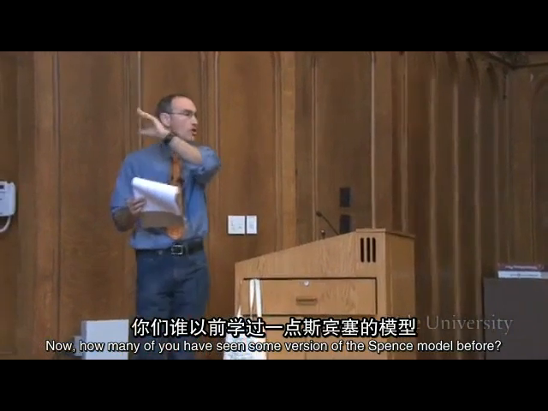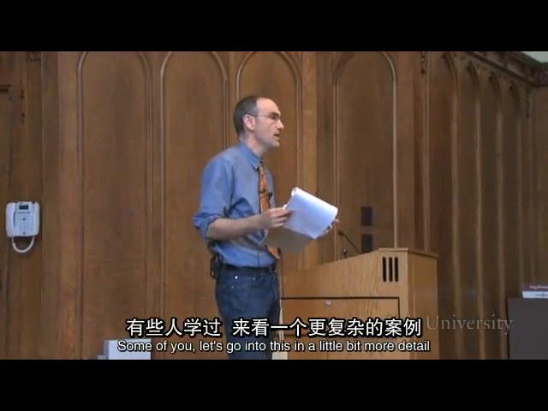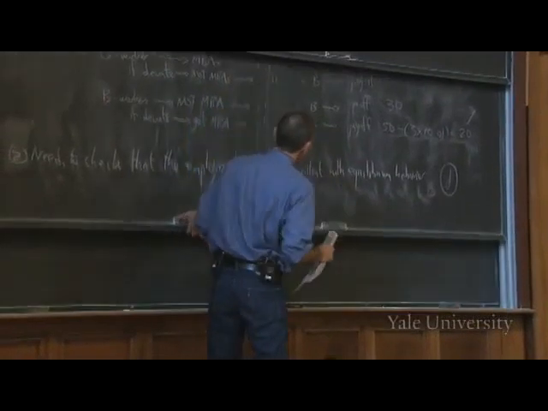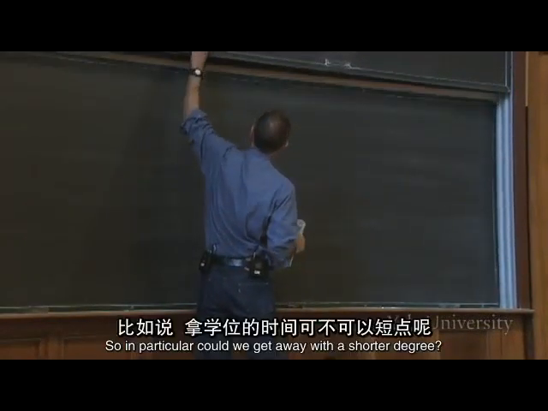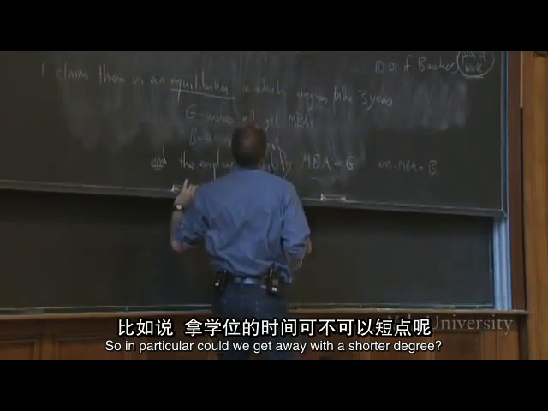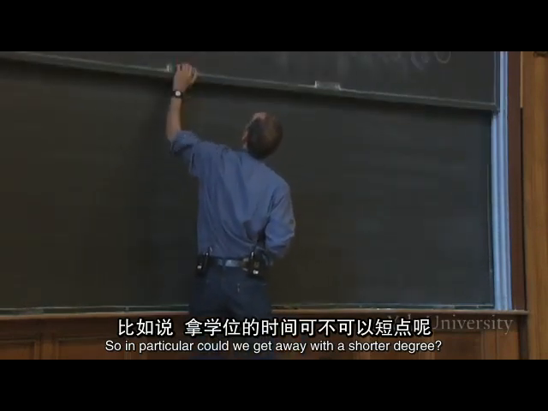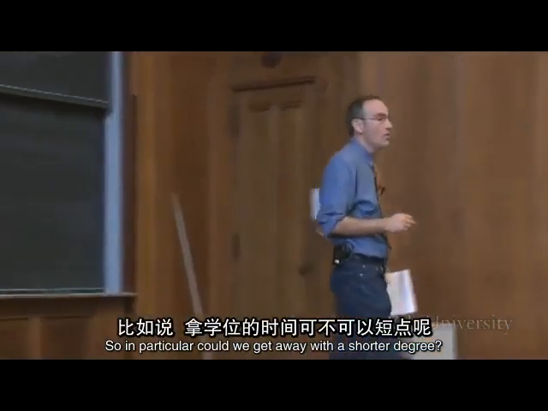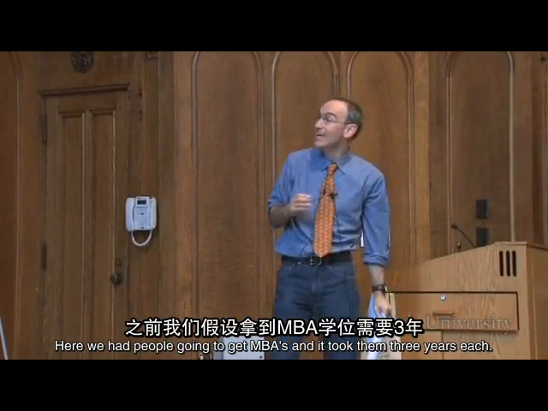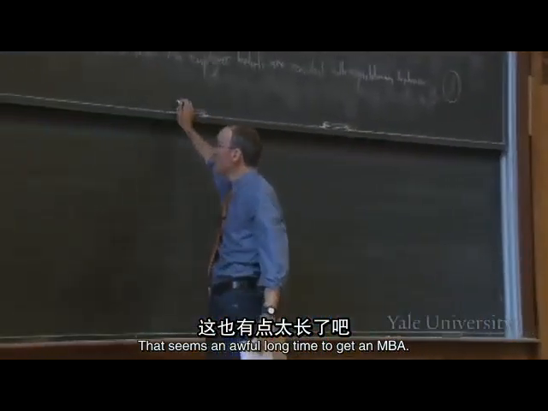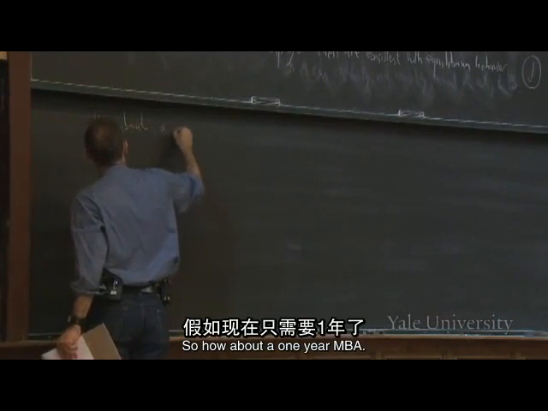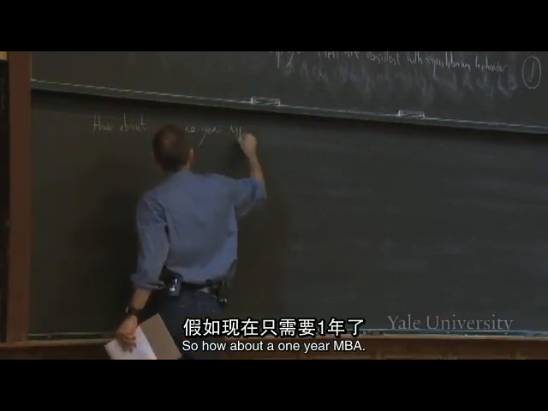Now, how many of you have seen some version of the Spence model before? Some of you, right? Let's go into this in a little bit more detail to see if we've really understood it. In particular, could we get away with a shorter degree? Here we had people going to get MBAs, and it took them 3 years each. That seems an awful long time to get an MBA. So how about a one-year MBA?